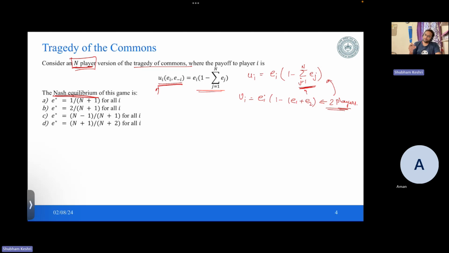You have to do this for all the players, but since this problem is symmetric, you will see that when you obtain the best response, they are the same for all the players, and then you'll have to obtain the Nash equilibrium. And what is a Nash equilibrium? A Nash equilibrium is a point where all the players are playing their best responses. All right. So these are the hints I have given you. I'll give you 2 minutes. Please think about it and then we'll discuss.